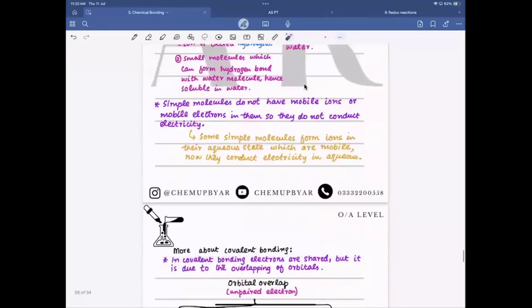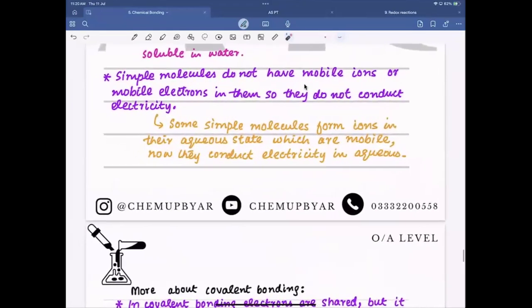Okay, so there are a few more things about orbital overlapping and hybridization, which we will be doing inshallah in our next class tomorrow.